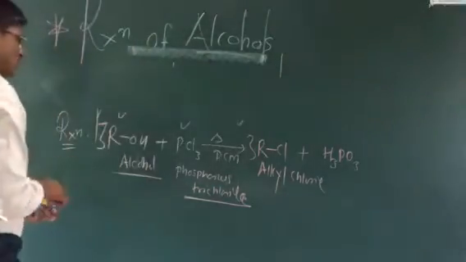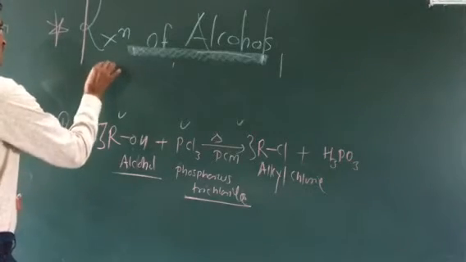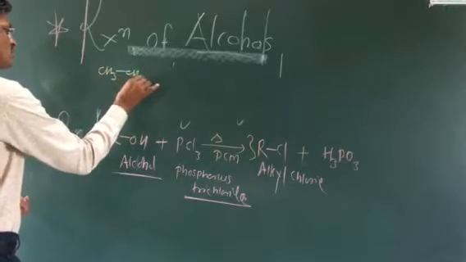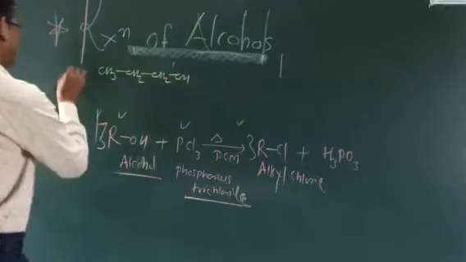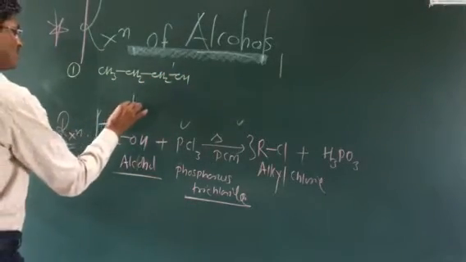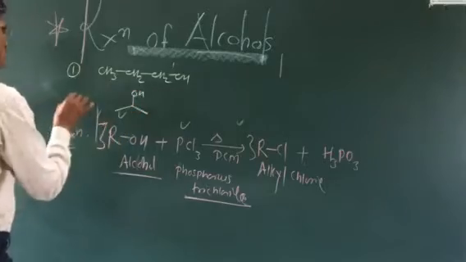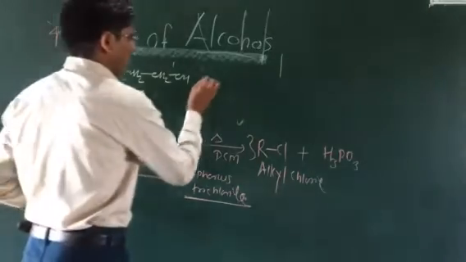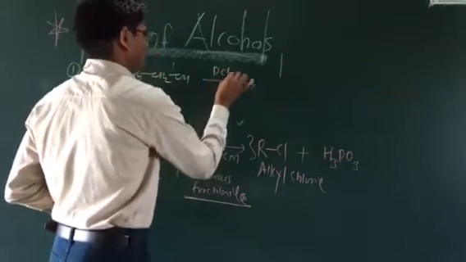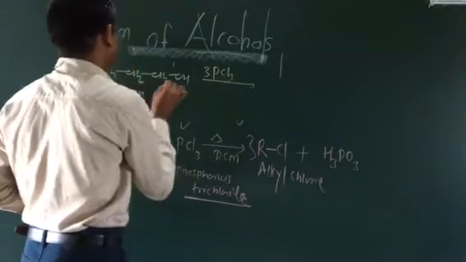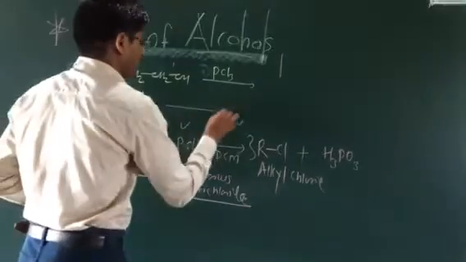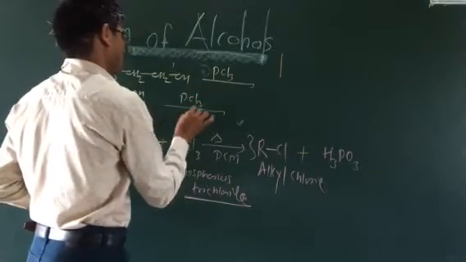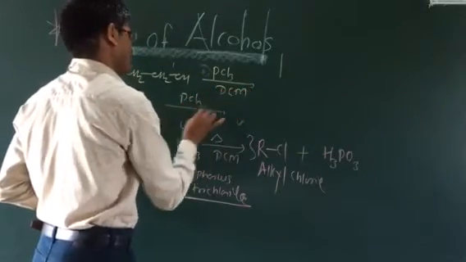We can take this particular reaction: if we have CH3CH2OH, or you can also use isopropyl alcohol. In the second reaction, 3 moles of alcohol are reacted with phosphorus trichloride in the presence of DCM as the organic solvent.